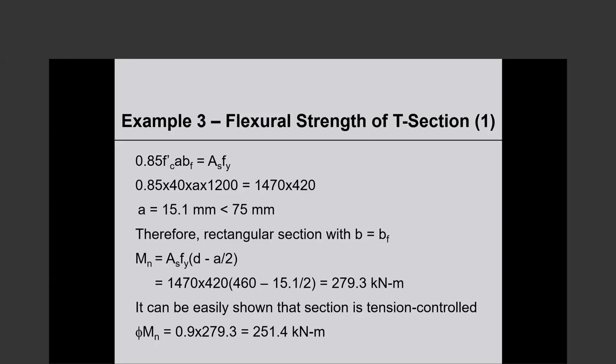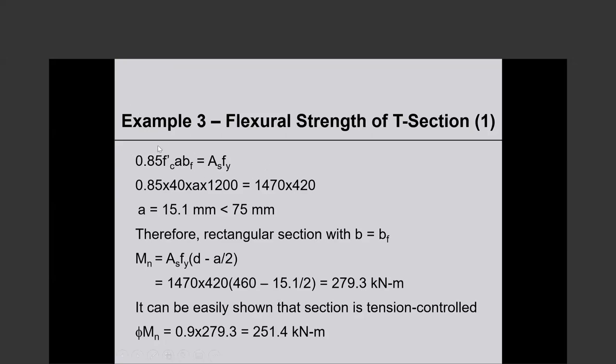So initially we assume that the neutral axis depth is in the flange, that the neutral axis depth is no more than the flange thickness. If that is the case, the T-beam, for purposes of flexural strength calculation, is a rectangular beam as wide as the effective flange width, because the concrete in tension below the neutral axis doesn't count. We neglect it anyway.